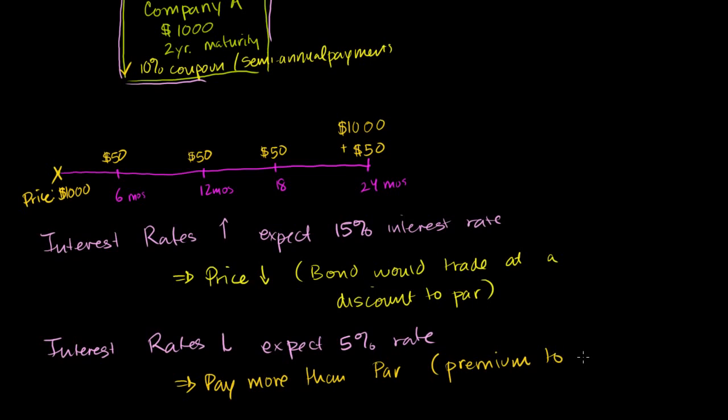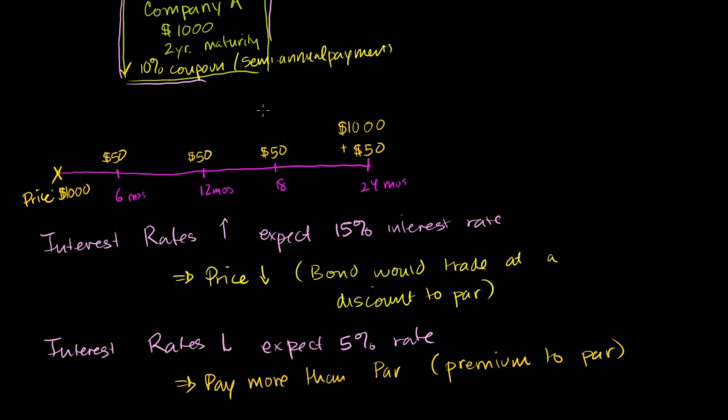Or you would say that this bond is trading at a premium to par. So at least in the gut sense, when interest rates went up, people expect more from the bond. This bond isn't giving more, so the price will go down. Likewise, if interest rates go down, this bond is giving more than what people's expectations are, so people are willing to pay more for that bond.